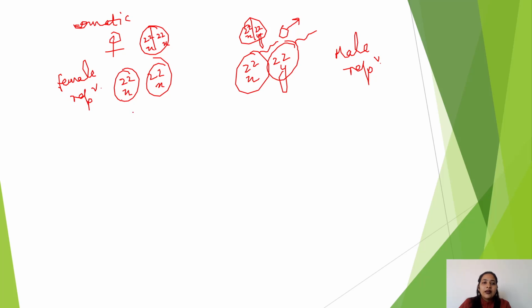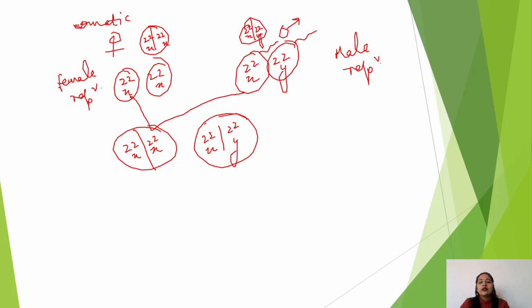Now what happens? How is a zygote formed? Like this. Either 22X and 22X can combine, which means a female zygote is formed, or 22X and 22Y can combine, which means a male zygote is formed. So basically this is a zygote, right? One set will come from the mother and one set will come from the father. So now what happens? Sex chromosomal aberrations happen due to the non-disjunction of the chromosomes.